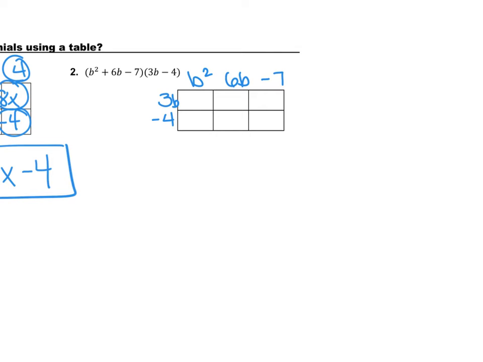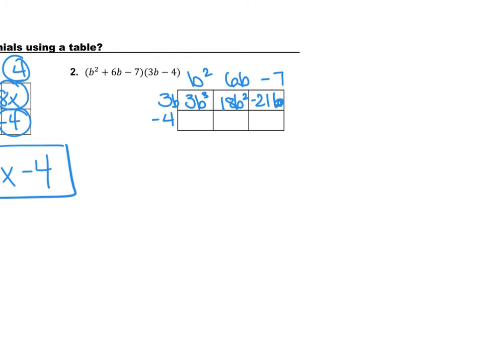All right, so let's start multiplying. We're going to take our 3b times our b squared, giving us 3b to the third. And then we'll have 3b times 6b, we'll have 18b squared. And 3b times negative 7, you'll have negative 21b.